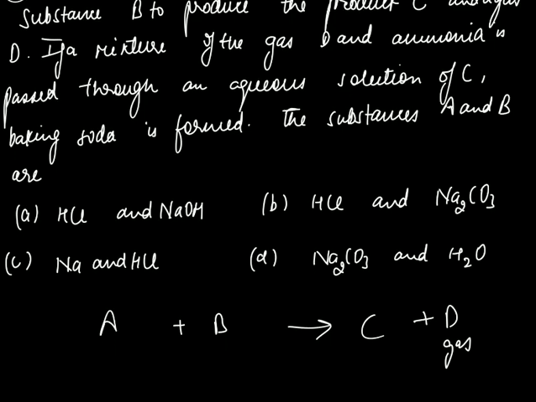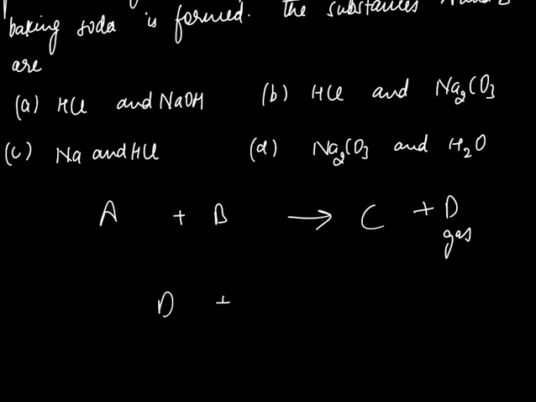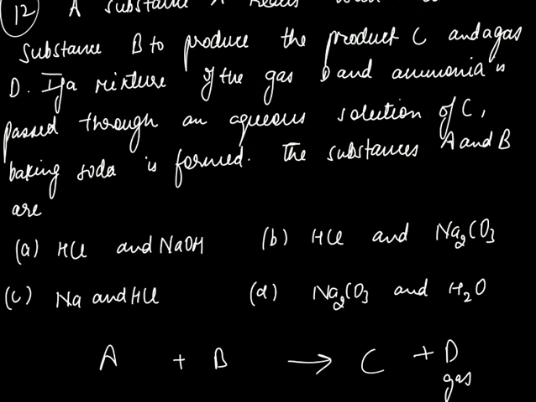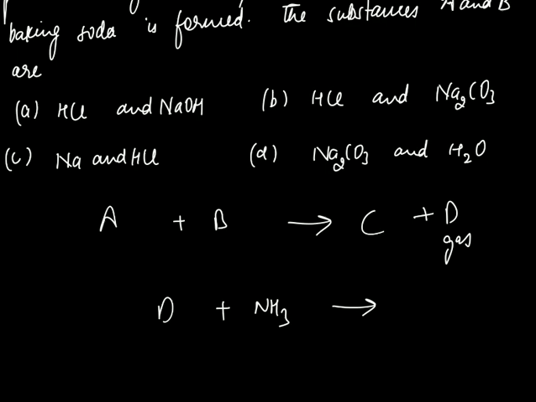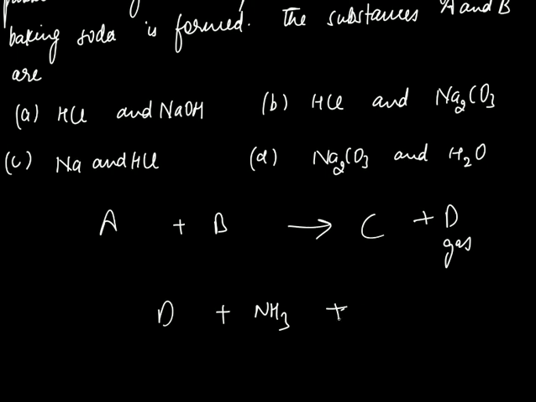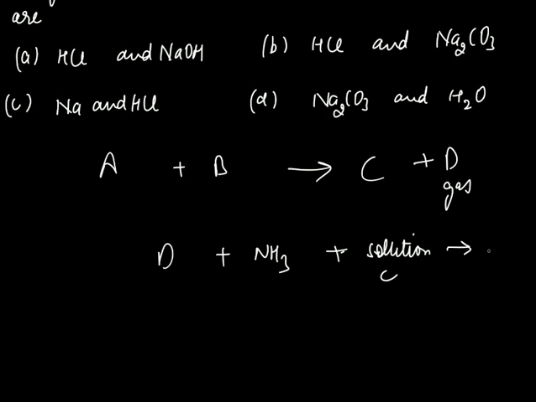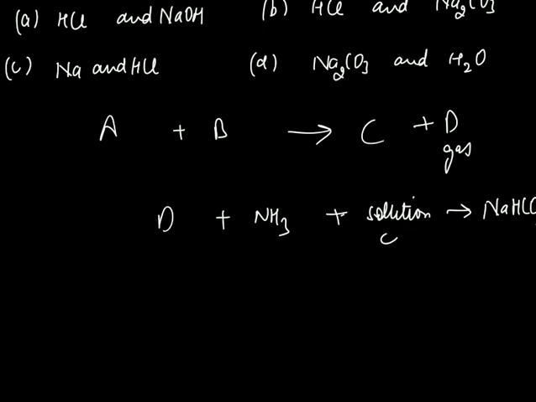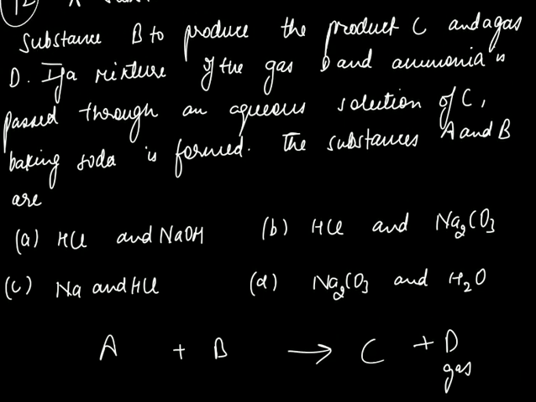So if a mixture of gas D and ammonia is passed through a solution of C, then baking soda is formed. Baking soda is nothing but sodium bicarbonate. Now, if we talk about this reaction, this is the reaction of the Solvay process, right? So we have gas D and solution C. So we have to look at the options.